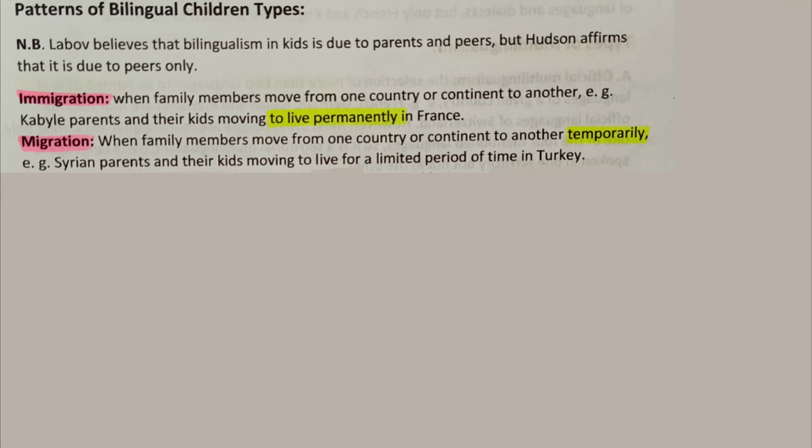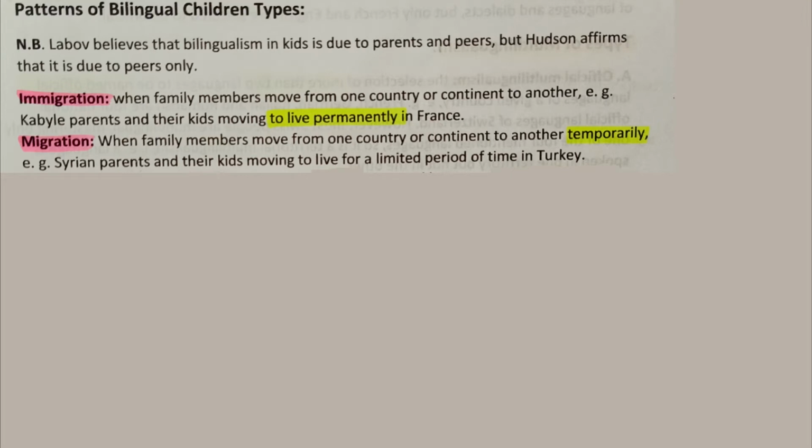Okay. Then we have migration. Migration is when family members move from one country, or if you want a continent, to another, but temporarily. Okay, it's not permanent. For instance, if you take Syrian parents and their kids who move to live for a limited period of time in Turkey due to the war in their country, so they had to go away from war, and they settle temporarily in Turkey. And therefore, their kids usually are predisposed to learn a language, the Turkish language.